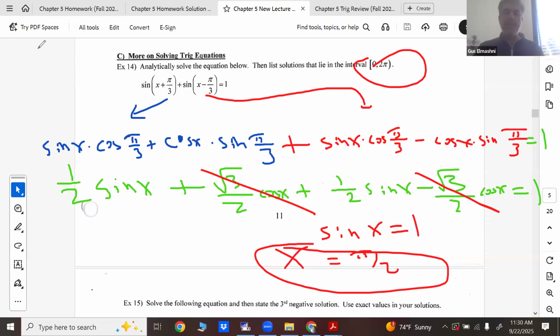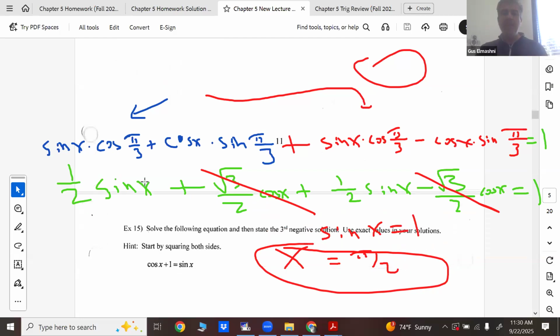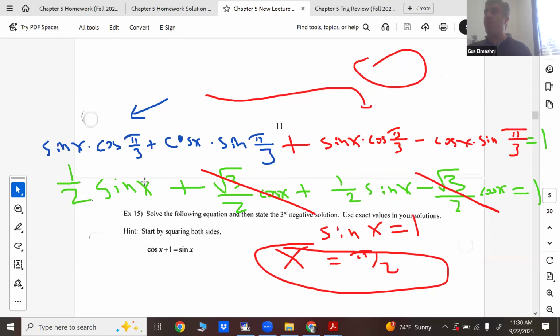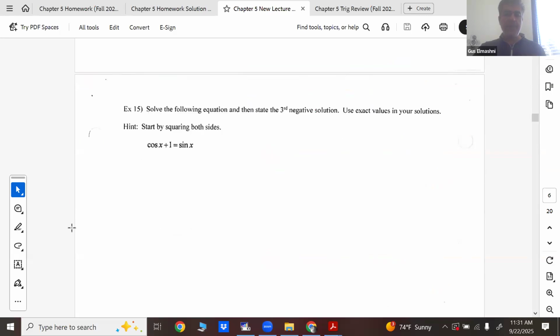Okay, I'm going to have you guys try example 15. Let me freeze the screen so some people can keep thinking about it. What I want you to do for example 15 is follow the hint. You have to square both sides. After you square both sides, you're going to have to do some sort of Pythagorean trig substitution, the trig identity for that. And then solve, give a general answer and then state the third negative solution. So go and try example 15 on the next page.